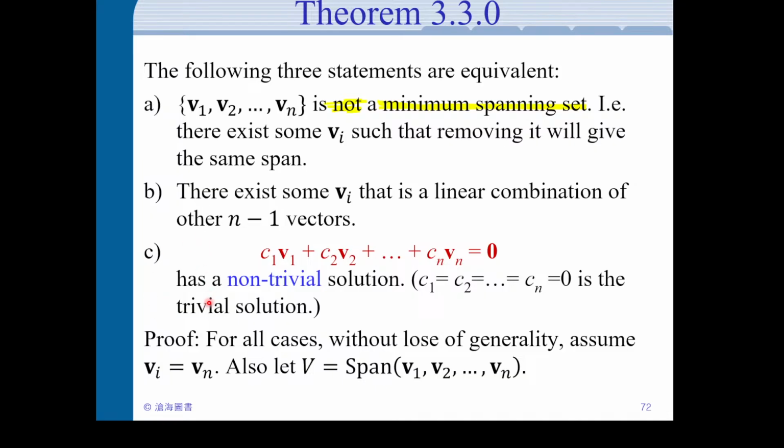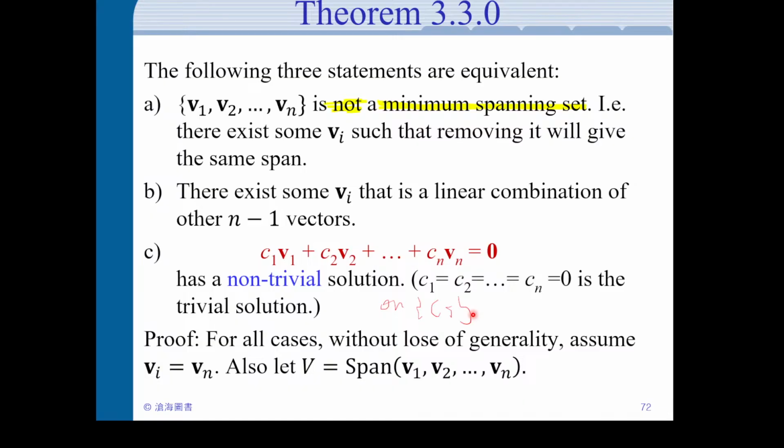And then there's a third condition that will be very useful. This condition we'll keep using throughout this chapter. It is when this equation has a non-trivial solution on c. I guess here I should say on those set of ci.